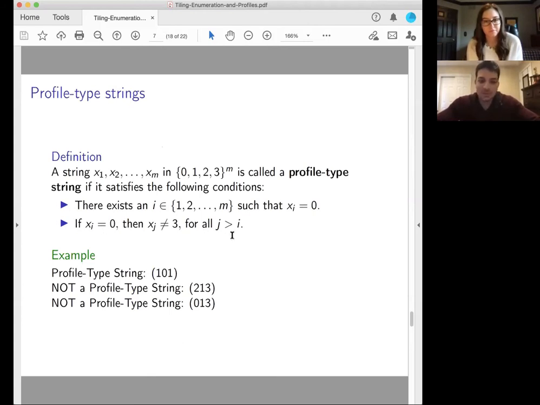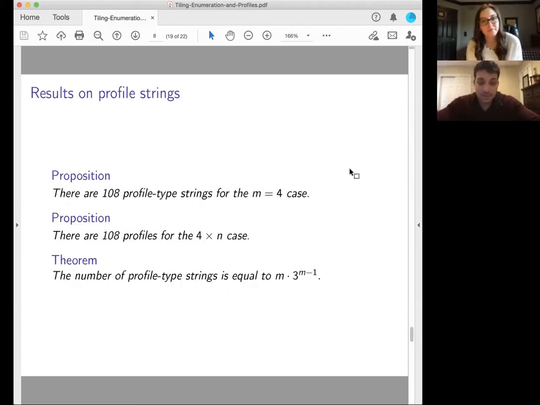So some examples of profile type strings: 101 would be a valid profile type string because there's a 0 in the string and there's no 3 after the 0. 213 would not be a valid profile type string because there is no 0 in the string. And 013 would also not be a valid profile type string because there's a 3 after the 0.